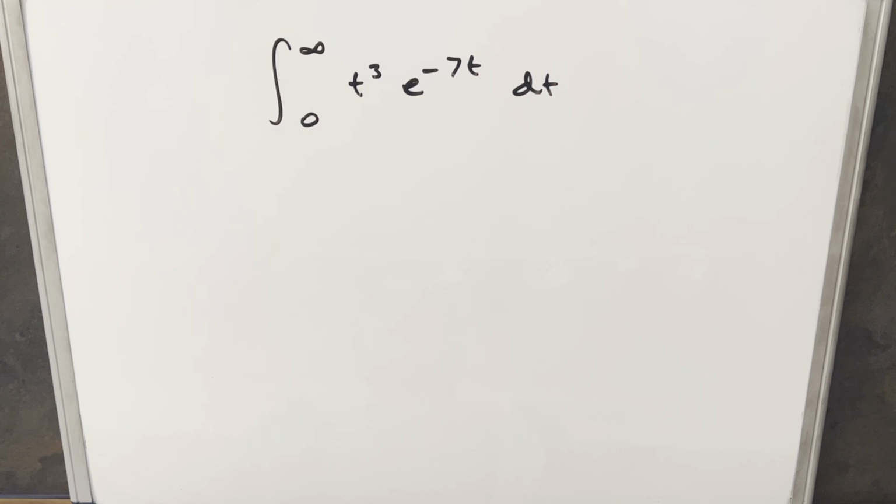Okay, I want to do something a little bit different today. We have here an integral, and I want to solve this one 3 different ways. We have the integral from 0 to infinity, t cubed e to the minus 7t dt.